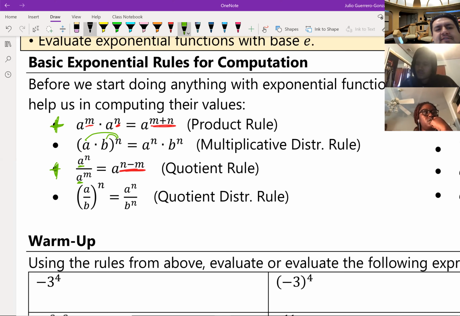The next one is, so these two are sort of similar distribution rules. Just how in the multiplicative one the exponent distributes to everything that's in the parentheses, the same thing happens with the quotient distributive rule. The exponent distributes to both the top and the bottom of a fraction. And that's why both of them have the n's on them. Questions yet? No. Yes. Okay.